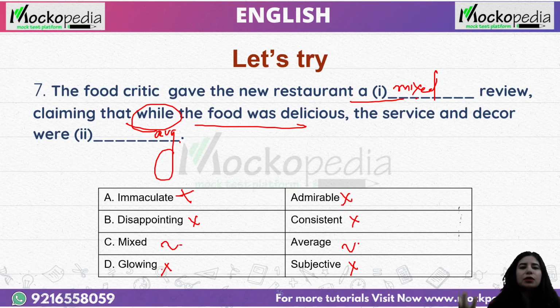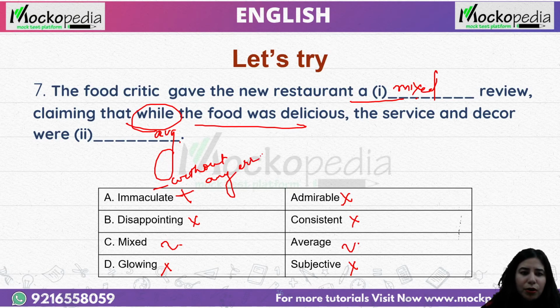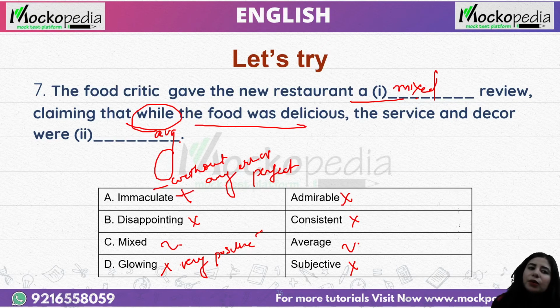Glowing also cannot be because service and decor were not very good. So glowing is when there is a lot of appreciation going on, right? So you can write the meanings of the word. Immaculate means without any error, or perfect, right? And glowing is which is very positive, so that cannot also be the right answer, right? So I hope you're clear with the question.